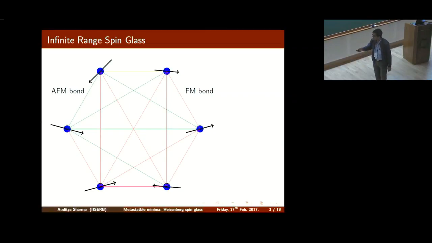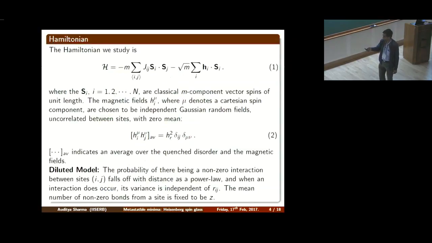And so we consider vector spins, which are m component classical vectors, and so the model is like here. So we have this factor m which we have pulled out in order to keep these spins of magnitude unity, and it's helpful to apply a magnetic field which is random in all component directions. So I'll come to this part in the later half of the talk. In the earlier part, I'm going to concentrate on just the zero field model and just a very simple protocol which takes us down to these metastable states.